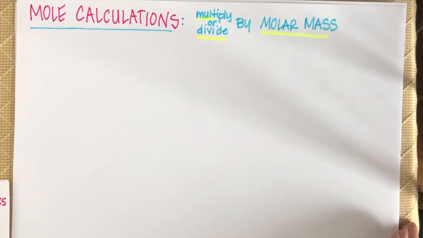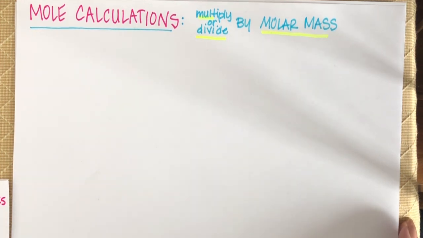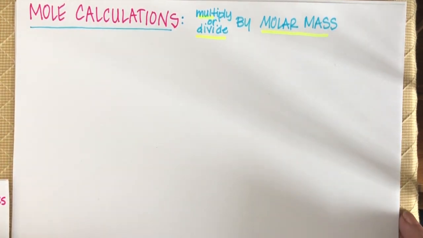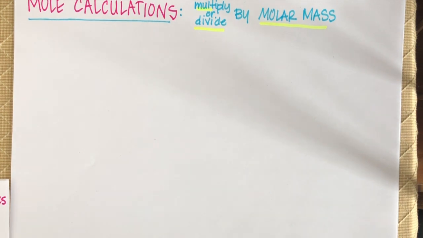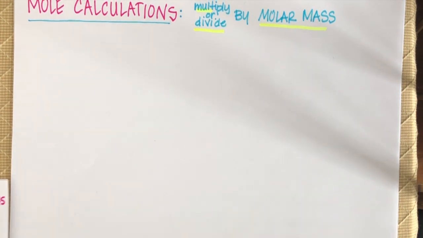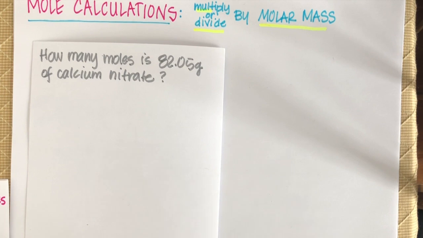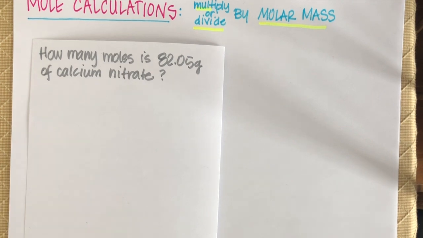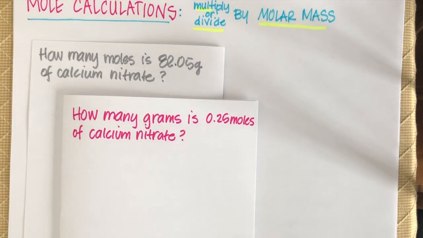Now remember, in chemistry, we count by measuring mass because atoms are too small to see. So we measure on the balance in the lab, and we can use mole calculations to determine exactly how many atoms we're working with. Now, what's a mole calculation? It's a calculation like this. How many moles is 82.05 grams of calcium nitrate? Or it might be this.